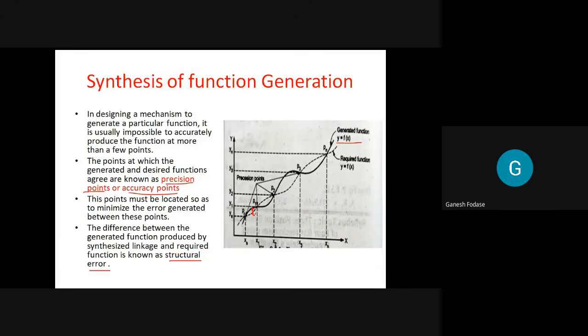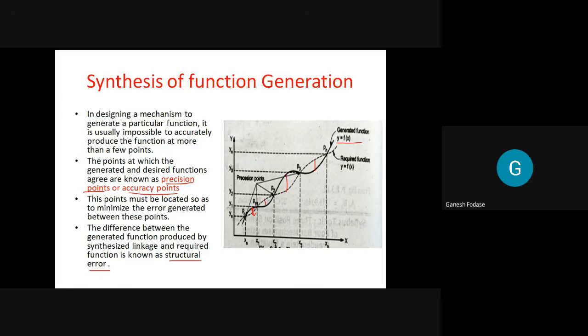Let's talk about this point. There is some gap between the two points on a graph. You can take any point. So there is some difference between these two graphs. Okay.